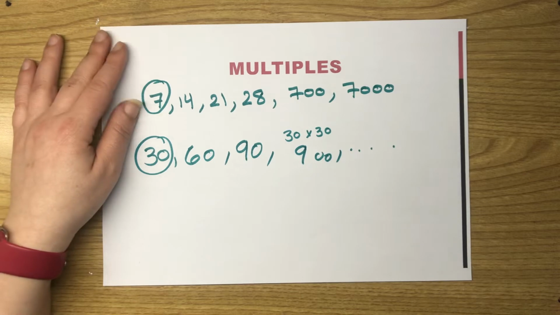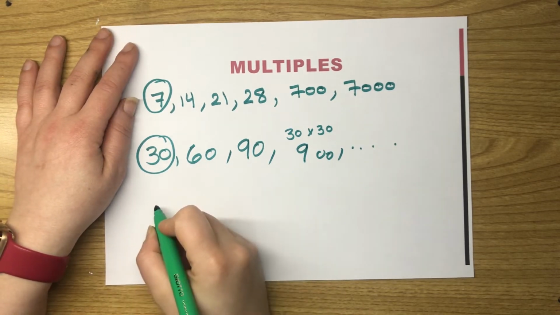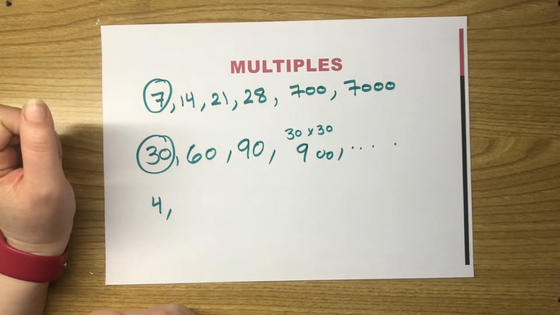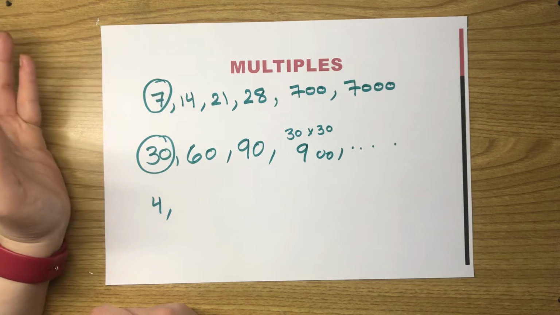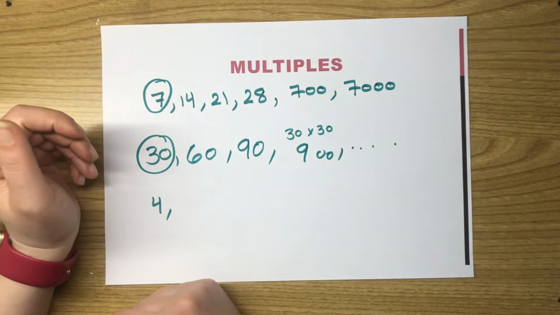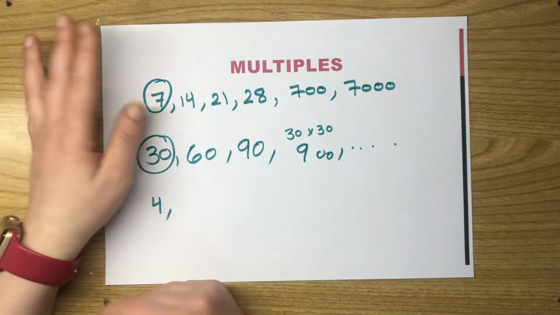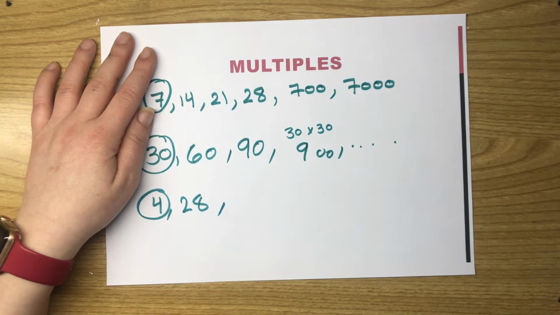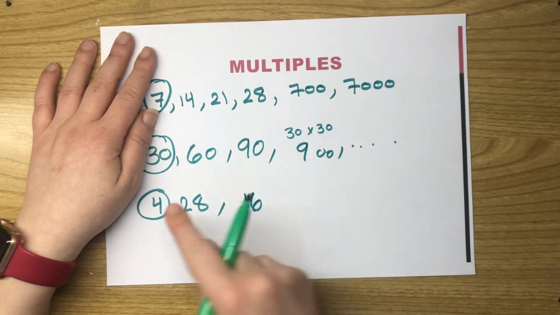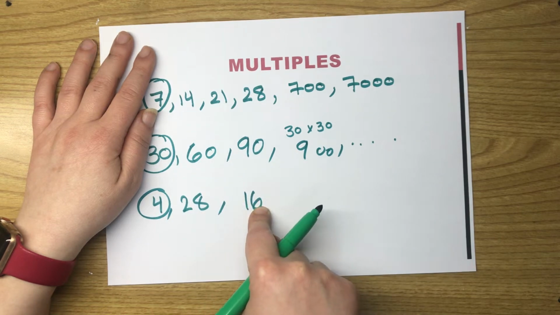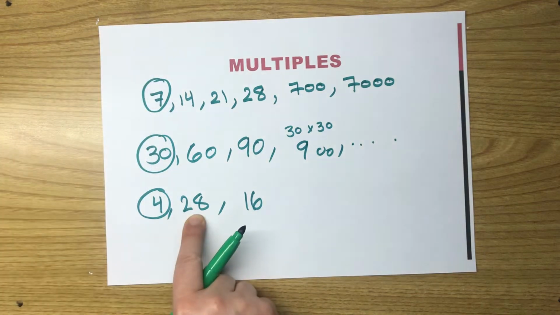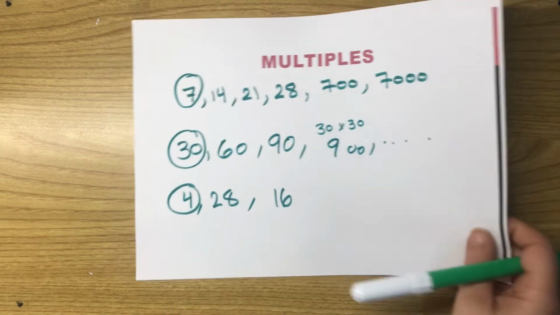Okay, let's take an easier one. List some multiples of 4. Give me multiples of 4. According to the times table, let's say 28 is a multiple of 4. Another example. 16 is a multiple of 4 because 16 equals 4 times 4. 28 is a multiple of 4 because it equals 4 times 7. This is the multiples.